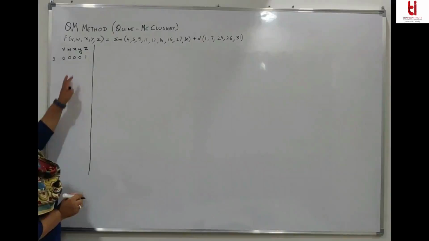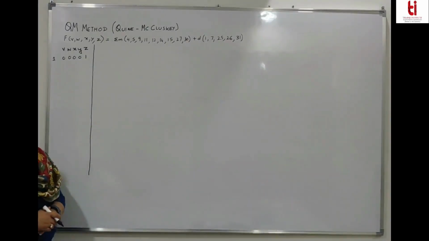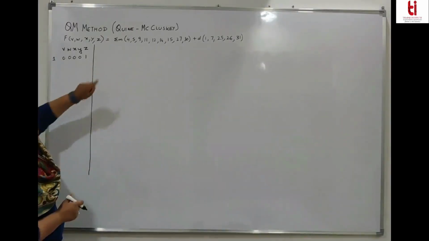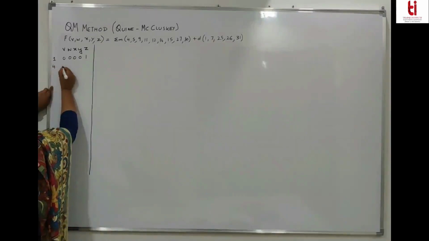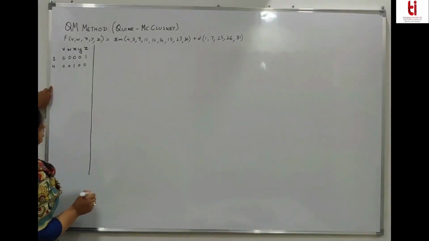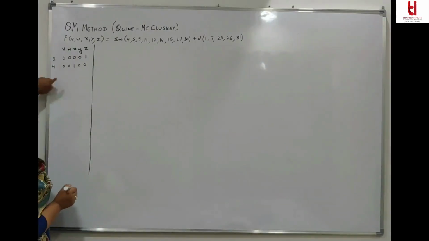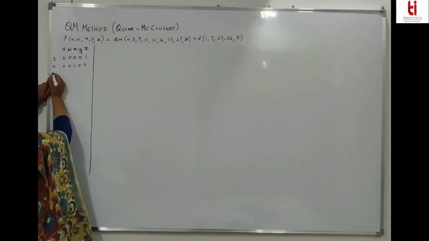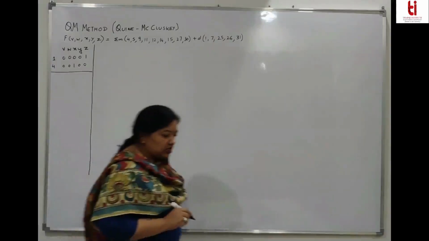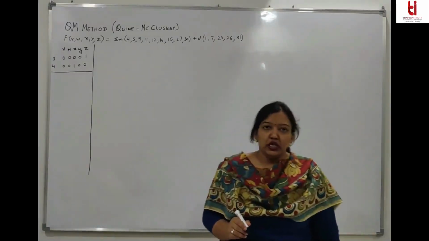This is only possible for single one terms, which are 2 to the power x, 2 to the power 0. Is there any 2? No. 4? Yes. 4 is 0, 0, 1, 0, 0. Then 8 is not there. And after 8, what will be next? 16. 16 is also not there. So these are the 2 terms, 1 and 4, which are listed with single one.